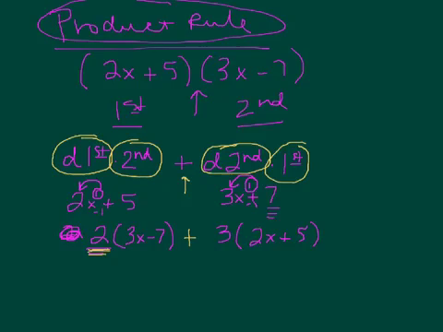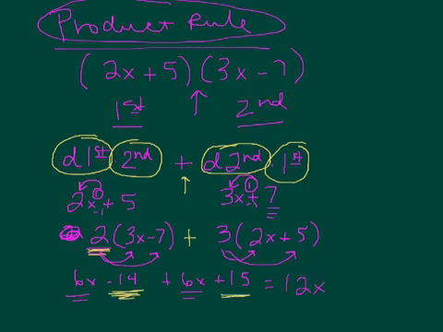The cleanup phase is just Algebra 1 type stuff. Clean this up. Distribute. So you have 6x minus 14 plus 6x plus 15. Combine your like terms. 6x plus 6x gives you 12x, and negative 14 plus 15 gives you positive 1. And that is your derivative.